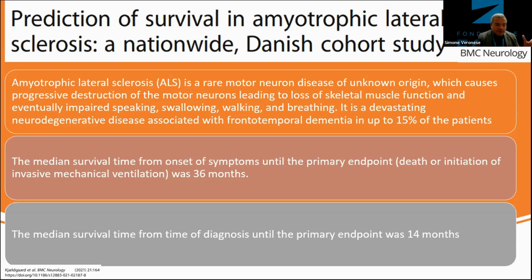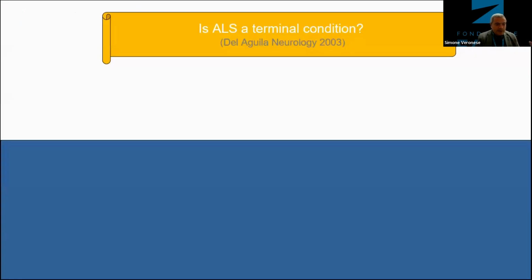So for this reason, we consider ALS a terminal condition, which is probably not a good definition for us working in palliative care, but it is certainly a disease that we have no cure for, and so we know that prognosis is poor.